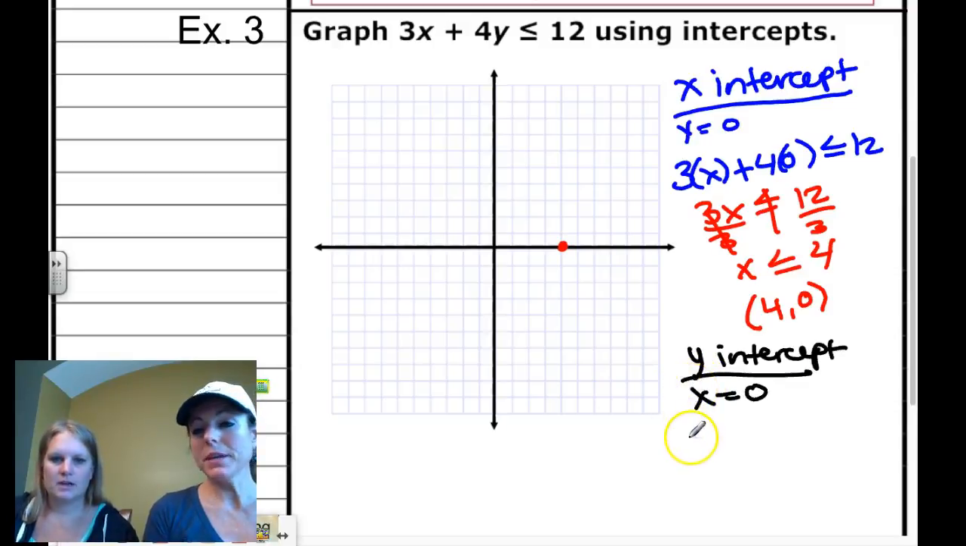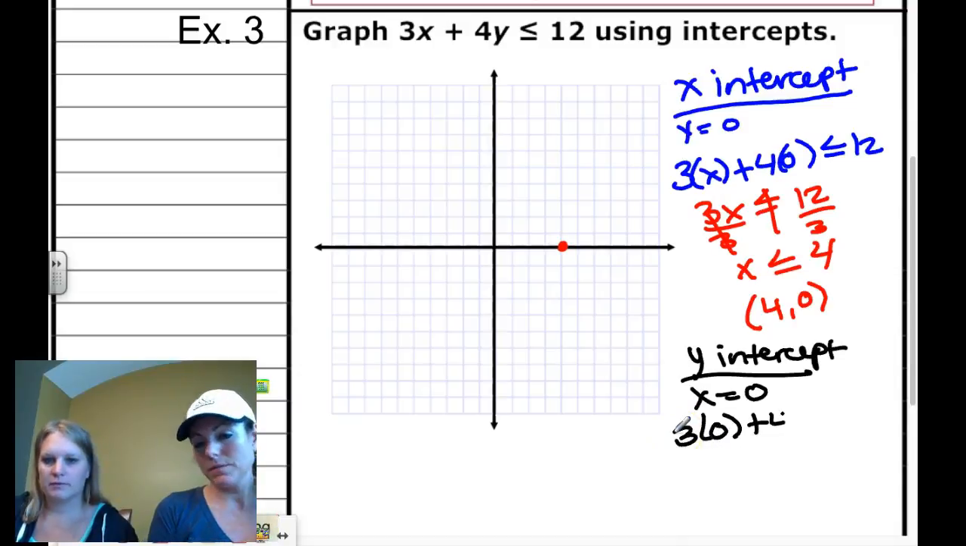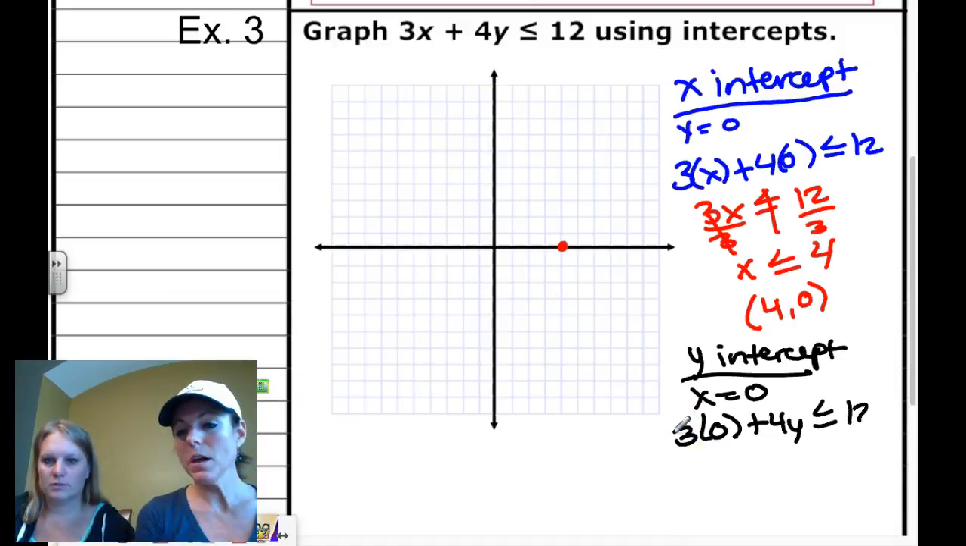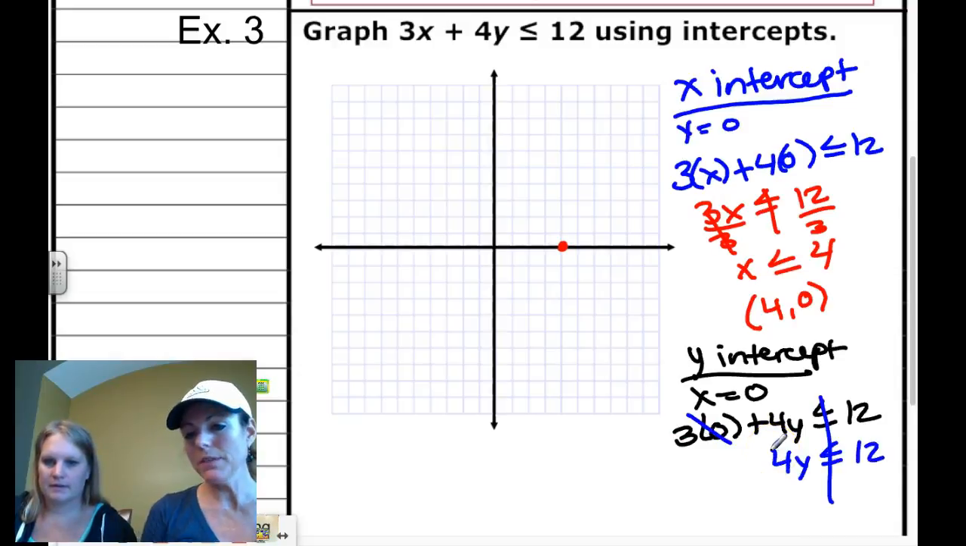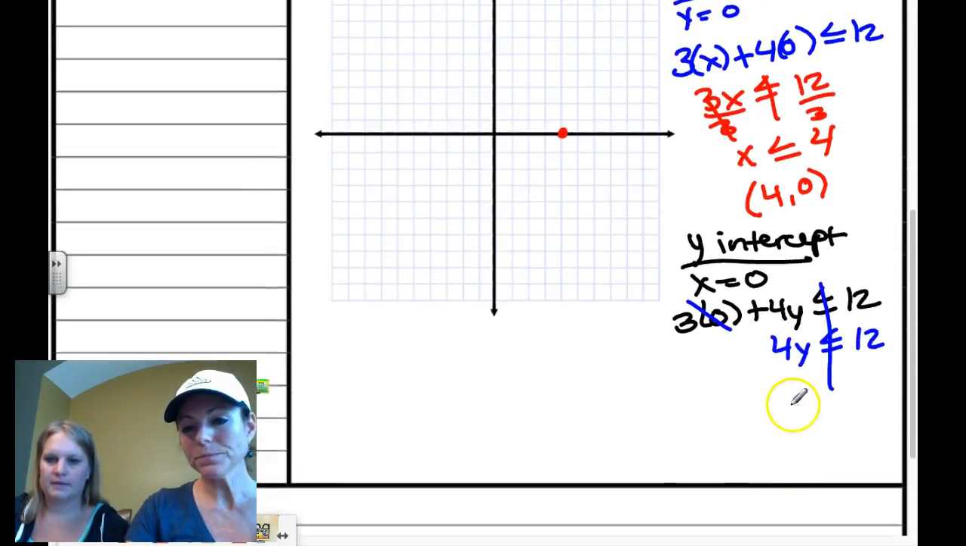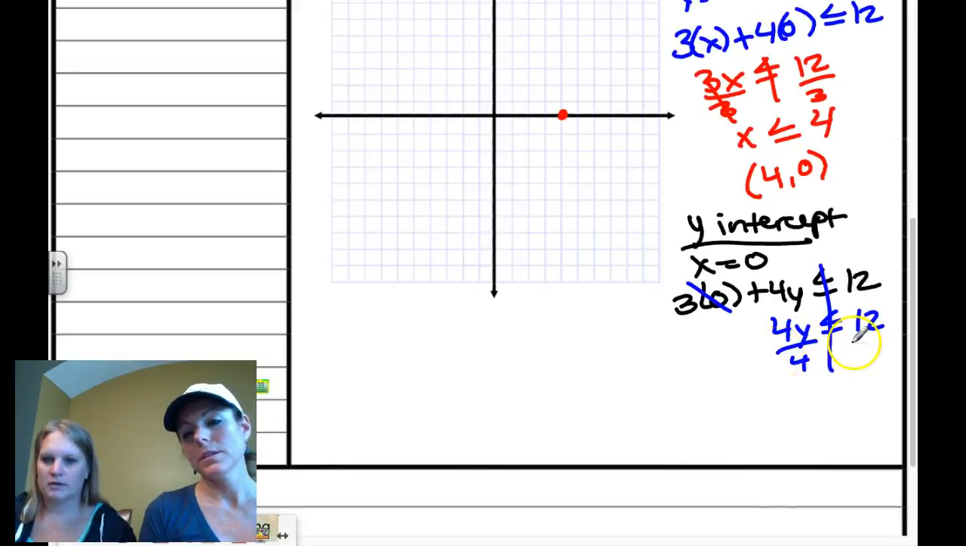And we're going to do the same thing. So I've got 3 times 0 plus 4y is less than or equal to 12. So solve that first part. The 3 times 0 cancels, so we just get 4y is less than or equal to 12. Now I just divide by 4. I didn't divide by a negative, so my sign stays the same.